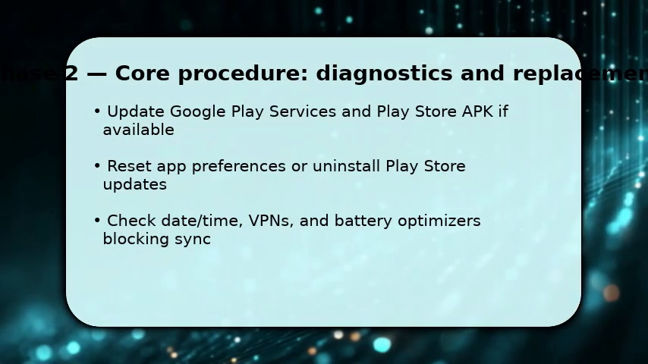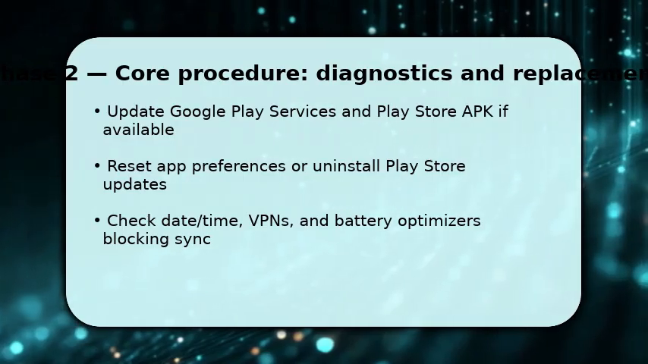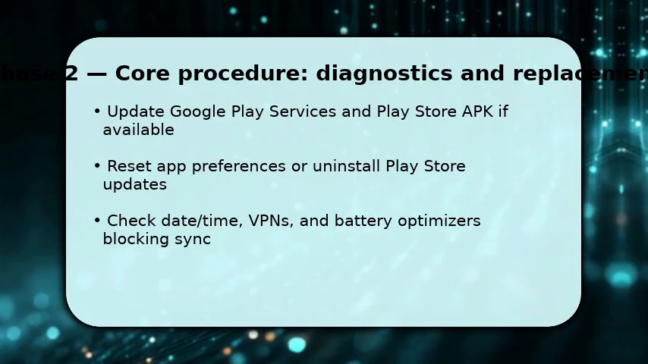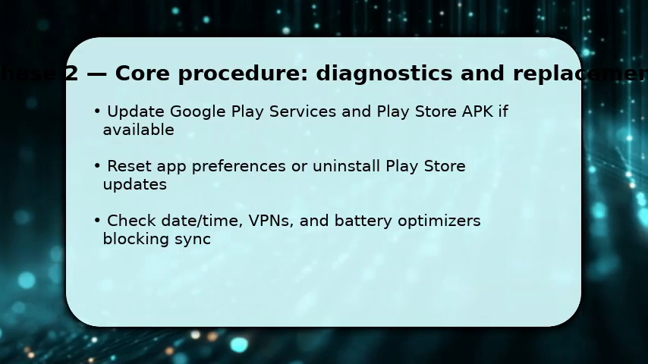Go to Google Play Services and update it. Outdated services often block the store. If Play Store still says up to date, uninstall Play Store updates to restore the factory version, then update again.